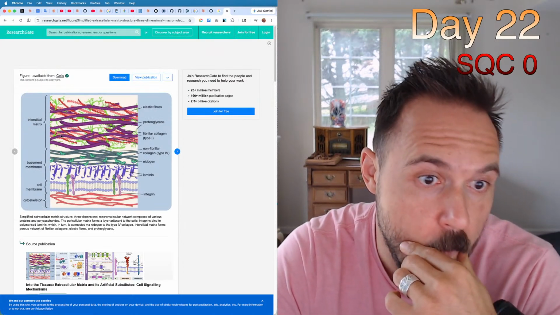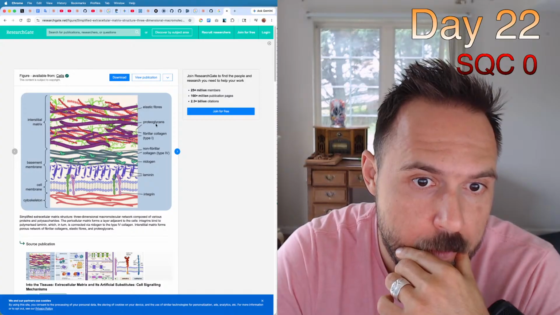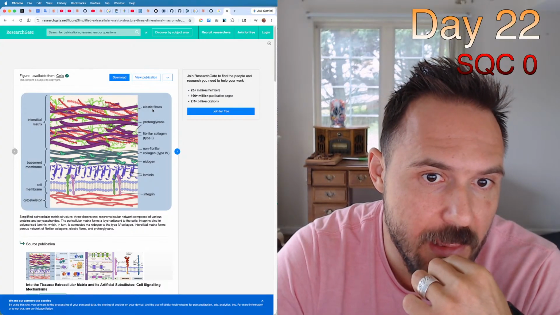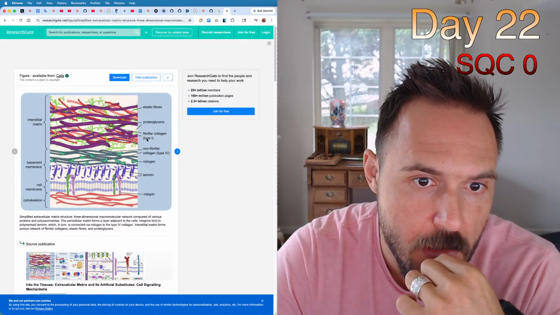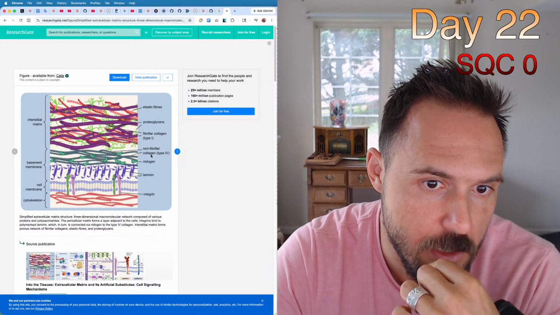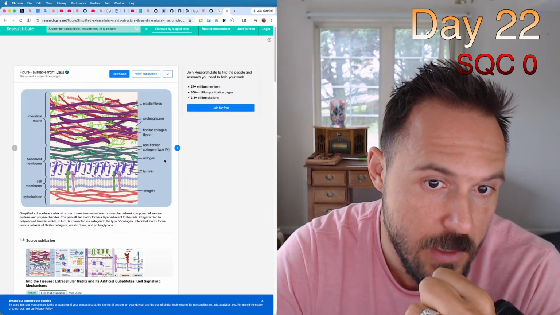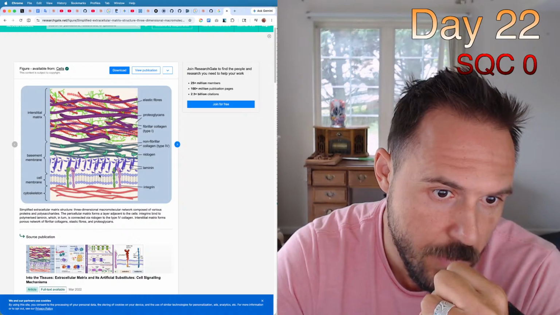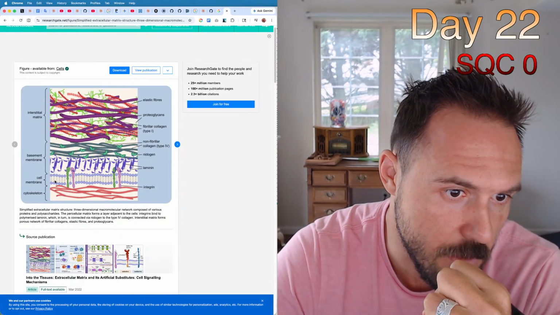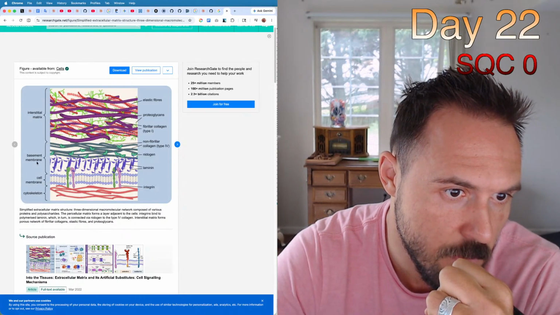Whoa. Elastic fibers. Fibrillary collagen type 1, non-fibrillary collagen type 4, nidogen, laminin. I only know lipids, cell membrane.